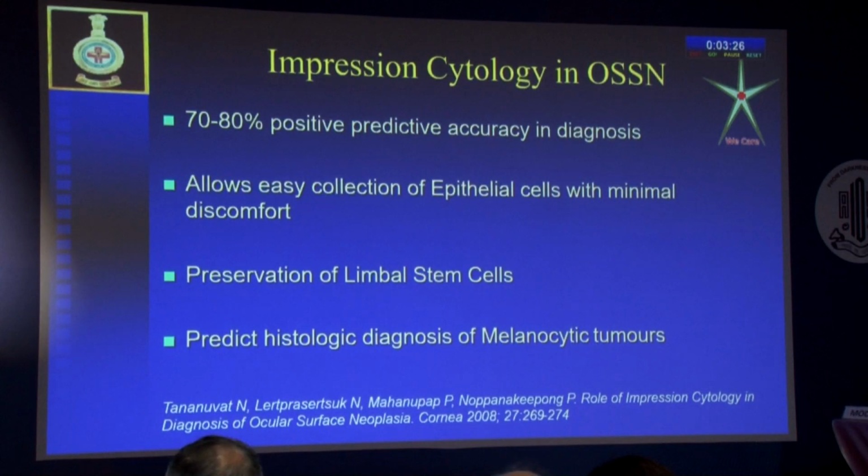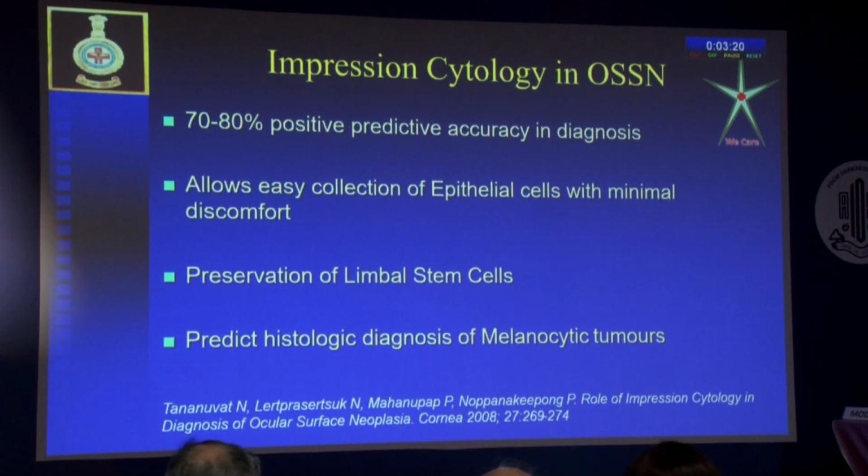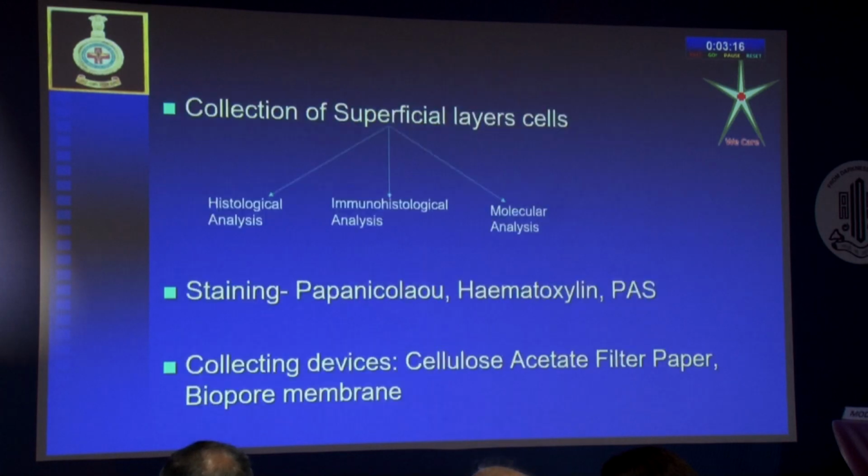It allows the collection of epithelial cells from the surface with minimal discomfort to the patient, and another advantage is that it helps in preservation of limbal stem cells. So essentially, what we do in impression cytology is we collect the superficial cells from the surface and send them for histological analysis, or depending on the diagnosis, for immunohistological analysis, and at some places for molecular analysis.